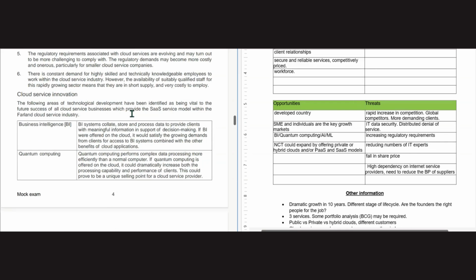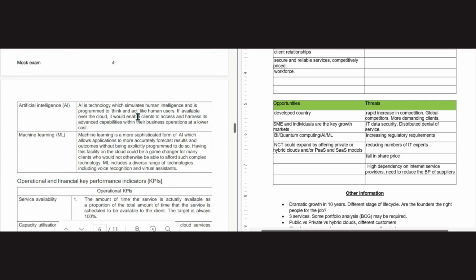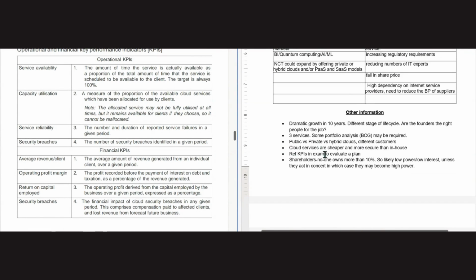Okay, and then it talks about where the areas of growth are: business intelligence, quantum computing, AI, and machine learning. So I've put all of these four into the opportunities for growth. And then there's some KPIs. Again, I'm not going to go through all of these in detail, but all I'm saying is reference KPIs in exam to evaluate a plan.